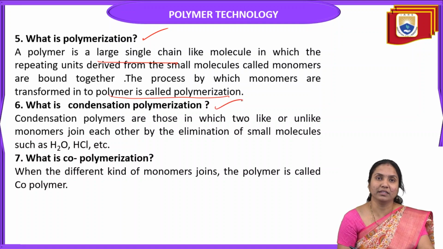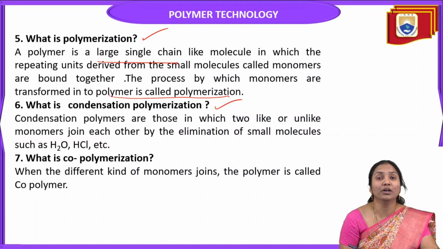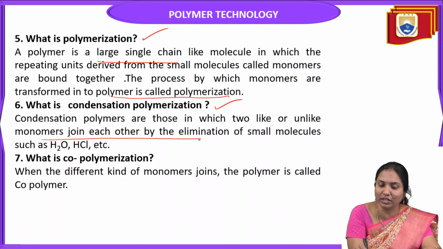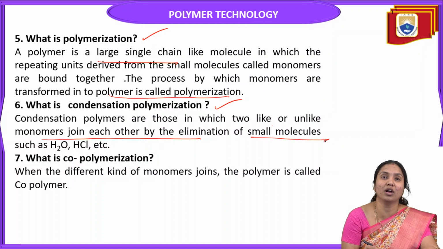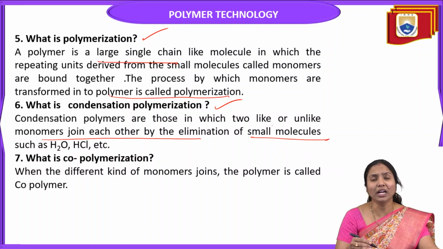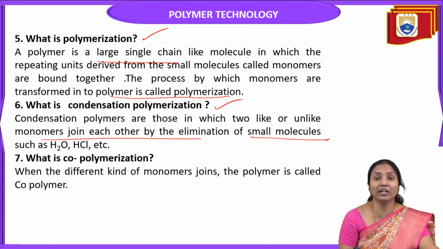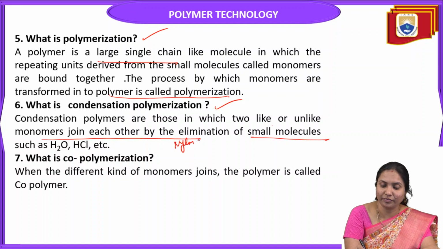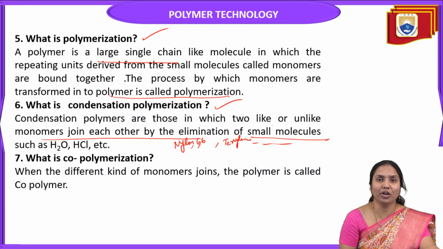So what is condensation polymerization? Condensation polymers are those in which two or more unlike monomers are joined together by the elimination of small molecules such as water, HCl, etc. Simply we say condensation polymerization means it is formed by two different functional groups of monomers, and in this case a byproduct is eliminated, like a water molecule or HCl. This process is called condensation polymerization. The best examples are nylon 66 and terylene, etc. These are formed by condensation polymerization.